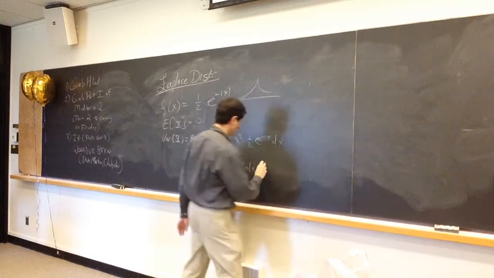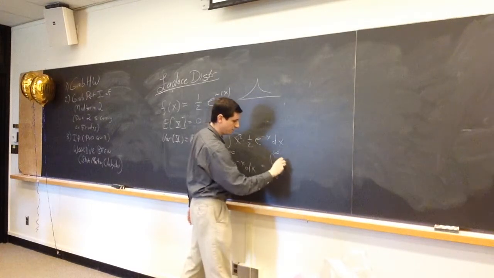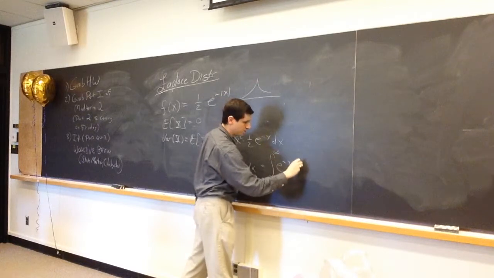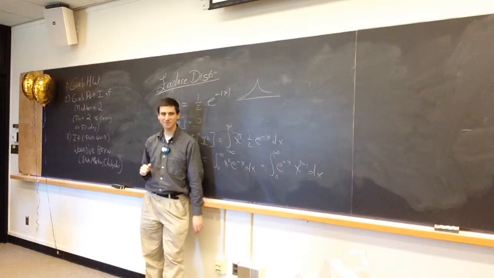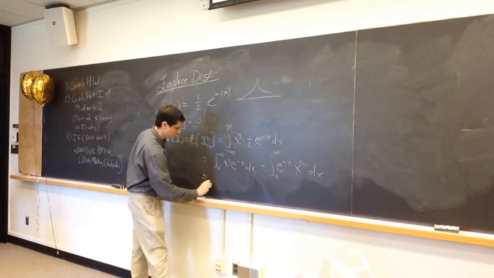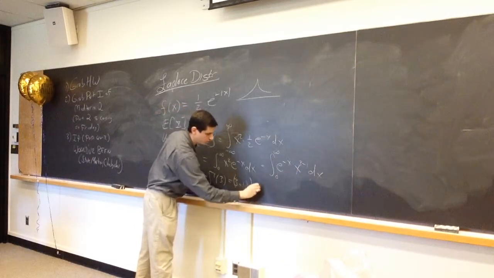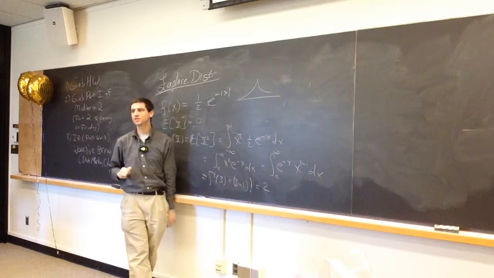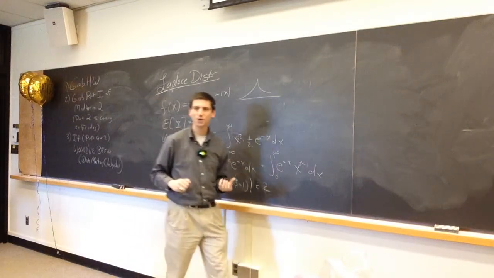Let me write the integral in a more comfortable manner. Integral from 0 to infinity of e to the minus x, x to the 3 minus 1 dx. It's a gamma function. It's just gamma of 3, which is 3 minus 1 factorial equals 2. So this is a way for me to quickly review the gamma function and lead into Stirling's formula, which we'll be doing on Friday. All right?